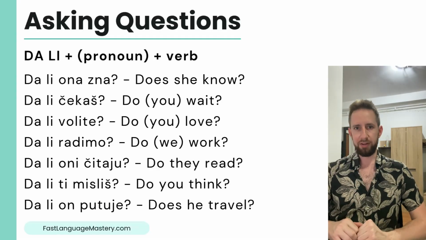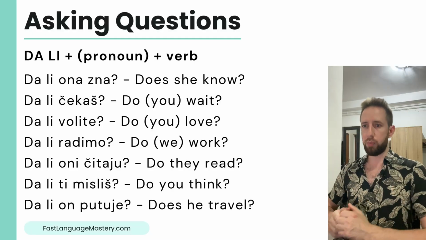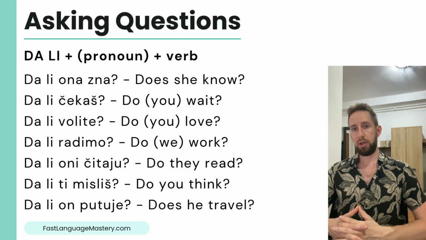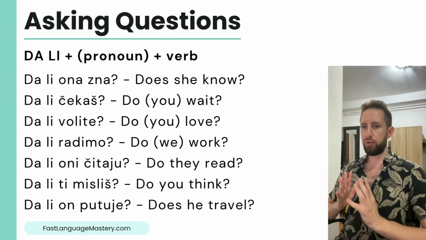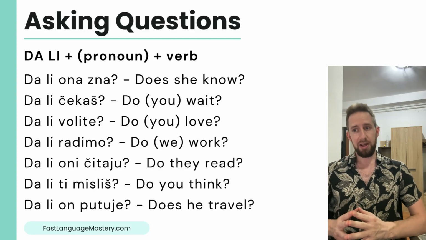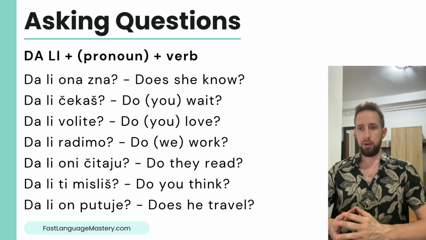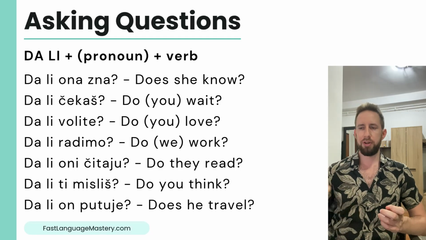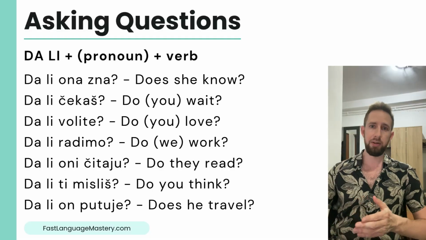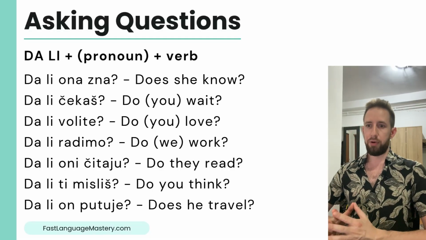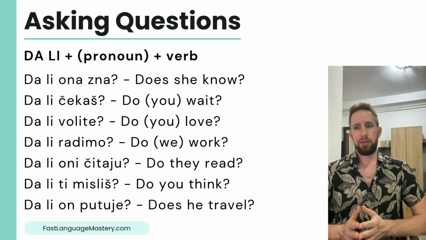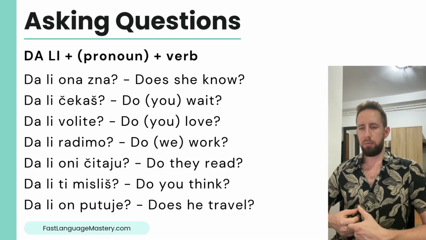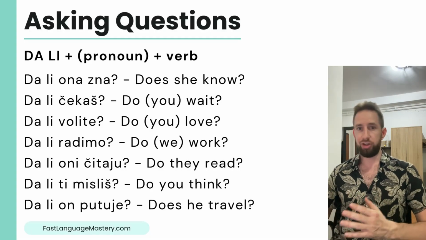How to ask questions in the Serbian language. In order to ask a question, we need to put da li before the pronoun and verb. And here is how we do it. Da li ona zna? Does she know? We can also say da li zna without the pronoun because we have a certain ending which is related to that pronoun. For example, we can say da li ona zna or da li zna. It will be the same. Da li zna would mean does he or she know.